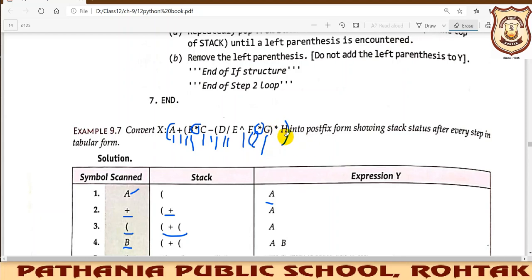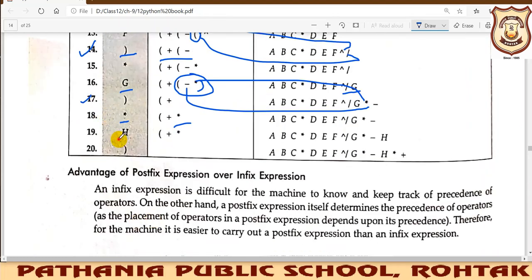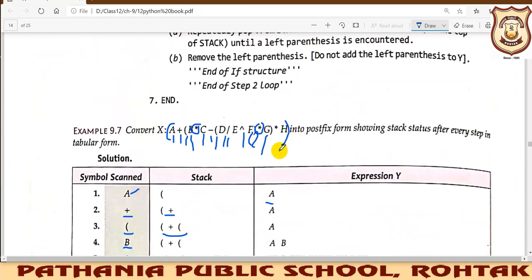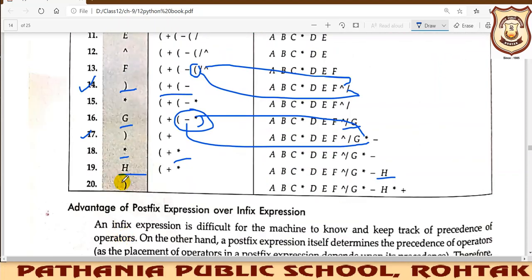Okay, so next is your H, that has to be scanned. Then H will come, where will it go? H will go here. So when H goes here, what is left? The closing parenthesis only. As this closing parenthesis is encountered here, since it is closed, these two symbols will get shifted to the expression. Firstly the multiplication will come and then this plus sign will be shifted up.